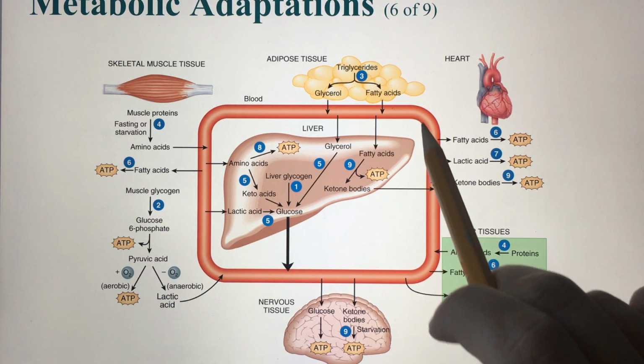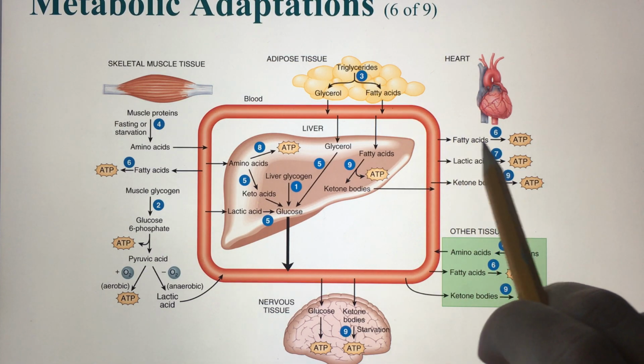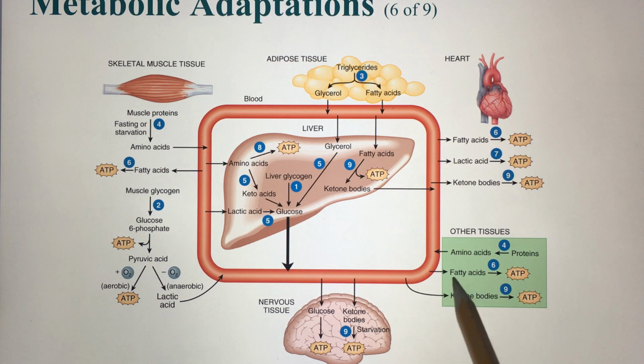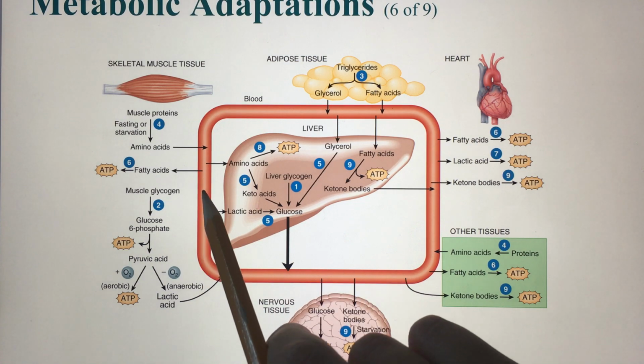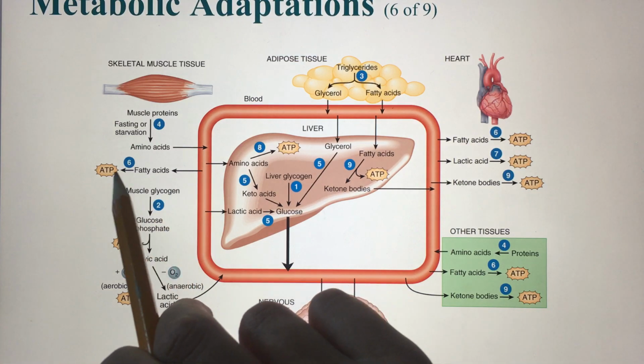The fatty acids can also be absorbed by the heart muscle cells to make energy. The fatty acids can also be absorbed by all other tissues to make energy. And then the fatty acids can be absorbed by the muscle. This is all about skeletal muscle cells making energy.